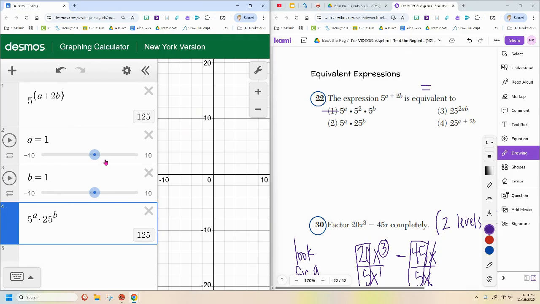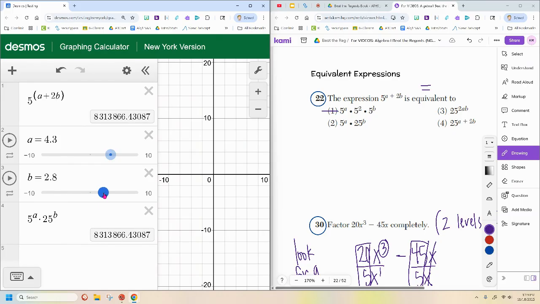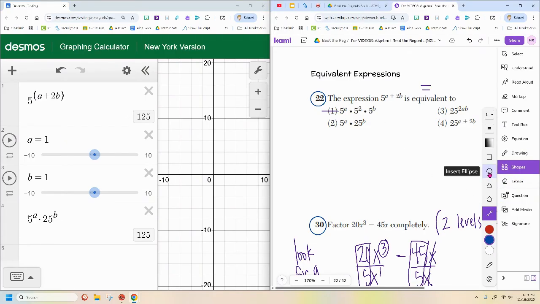So this is what you're going to do to check. Right now I'm liking this. If I check this, ooh, they're still the same. And then once again, move B. Are they still the same? Yes. As long as I can move them and they stay the same all the time, then I am okay. So this is the correct answer to number 22. I'm going to go ahead and circle that.